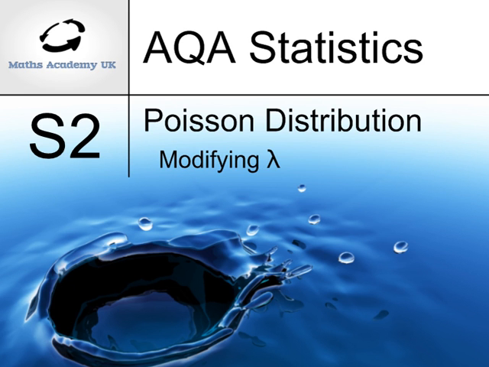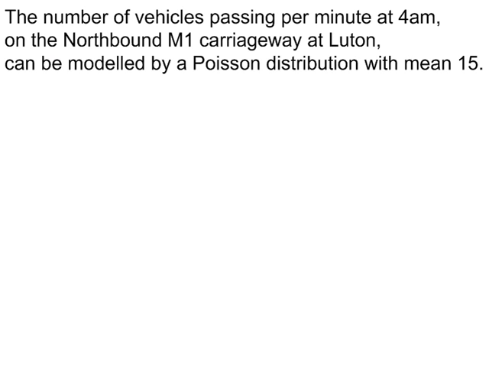The Poisson distribution: calculating probabilities by modifying lambda. The number of vehicles passing per minute at 4 AM on the northbound M1 carriageway at Luton can be modelled by a Poisson distribution with mean 15. Let's represent this information in a table.